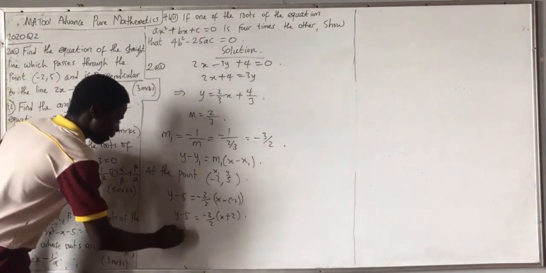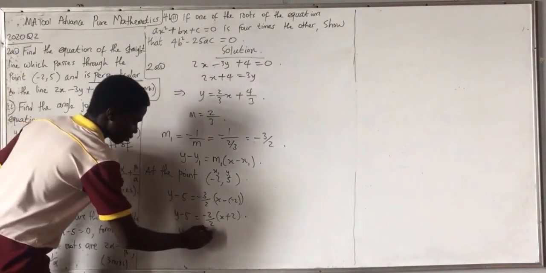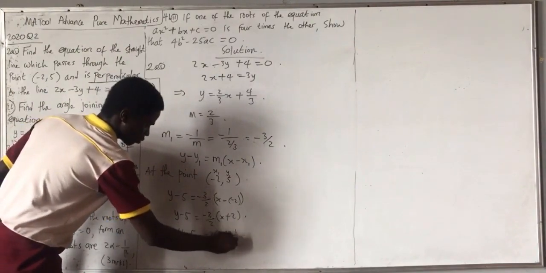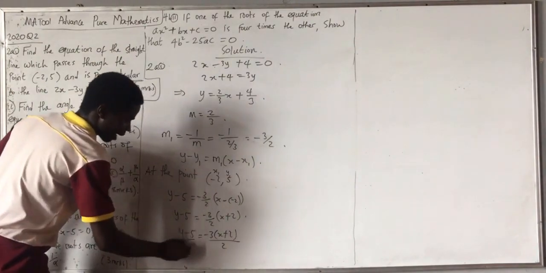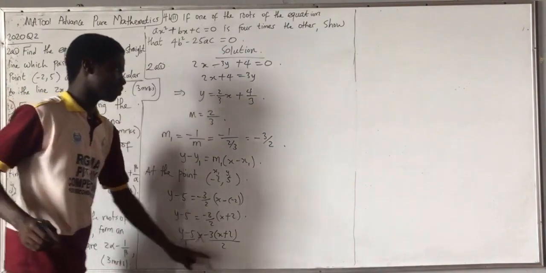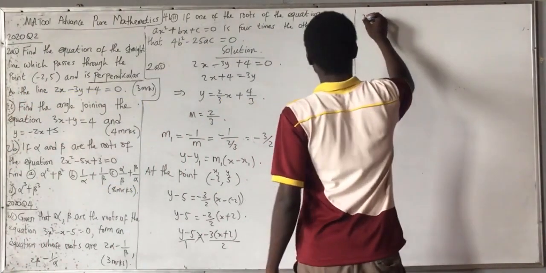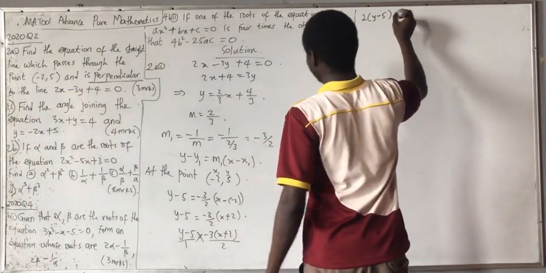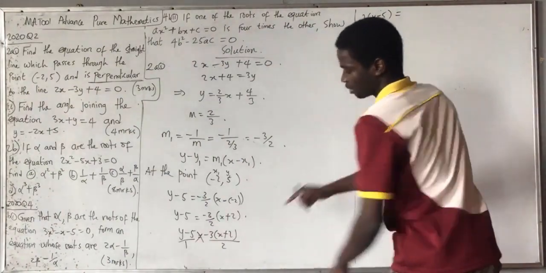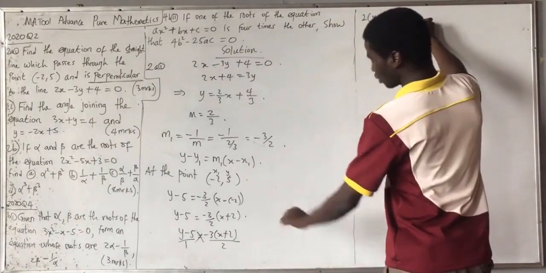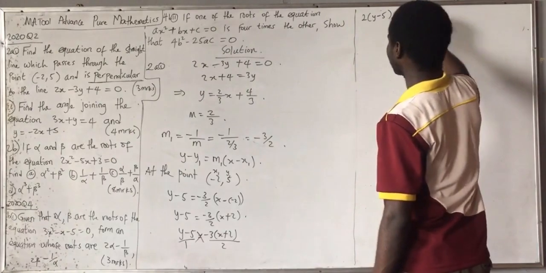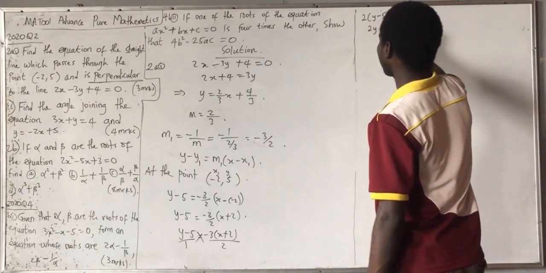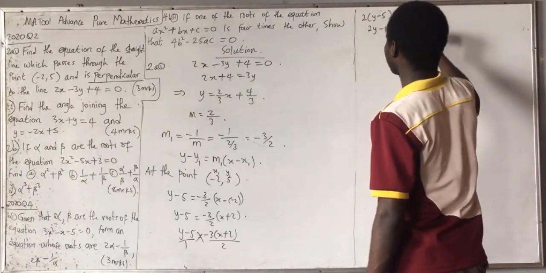This is y minus 5, so that you can see it very well. It's equal to minus 3x plus 2 over 2. Cross multiply: 2 times this, so I have 2 open bracket y minus 5 is equal to, 1 times this will give me this. So let 3 open the bracket, you have 3x plus 6. So this is 2y minus 10 equal to 3x plus 6.